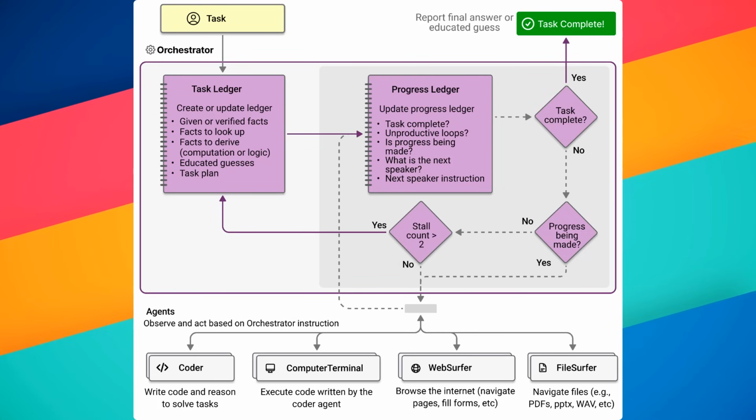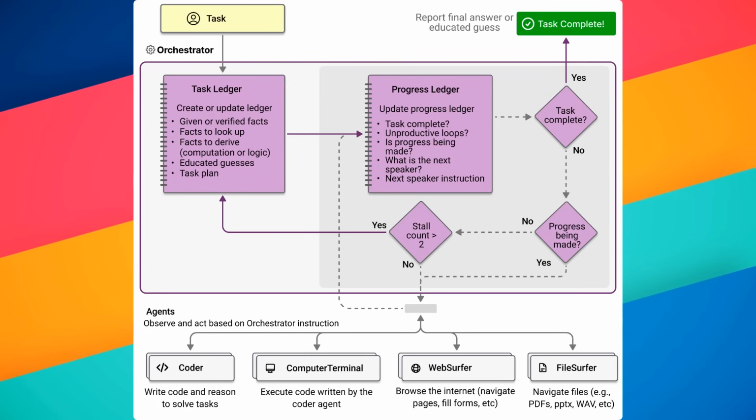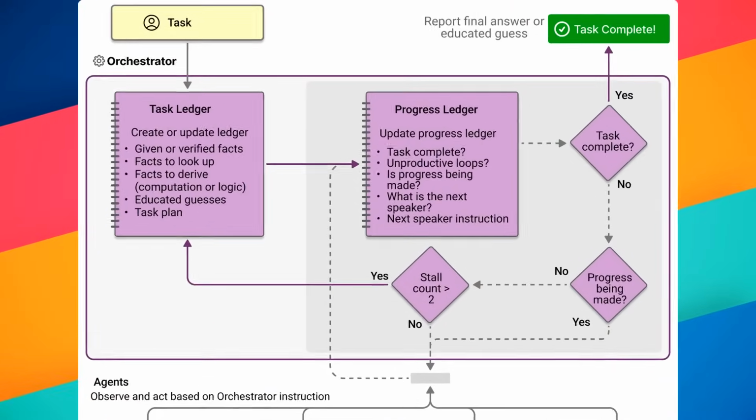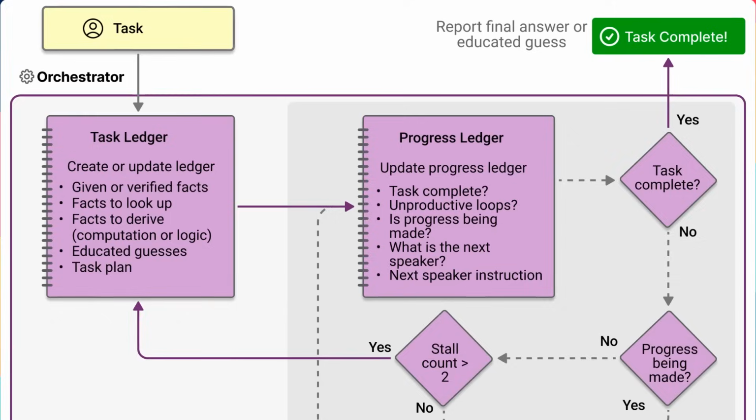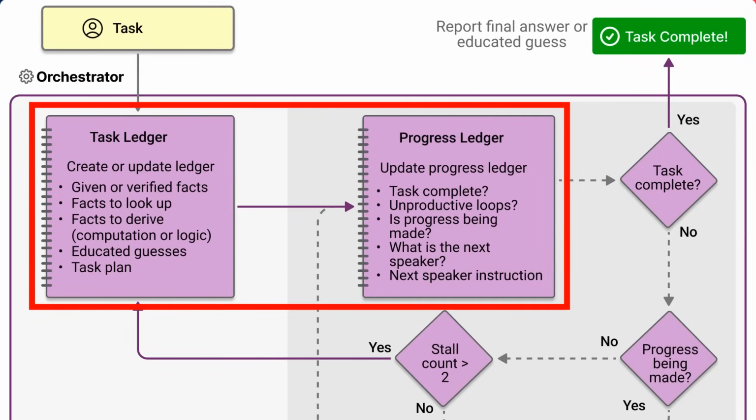So the orchestrator will create a plan for how to do this task. It will then gather information to do this. And then at each step, it's going to decide what agent to use and what information to give that agent, etc. Now, this is where it really gets interesting: one of the key things that the orchestrator is using is this idea of a ledger. And actually, these are two ledgers.